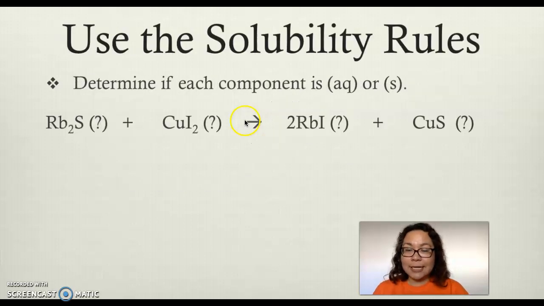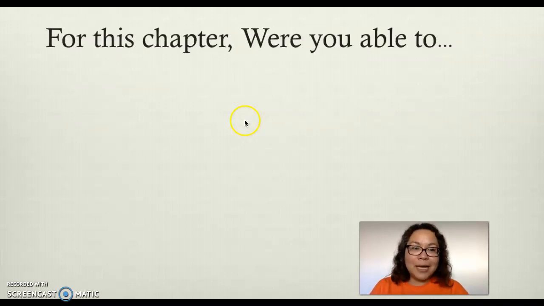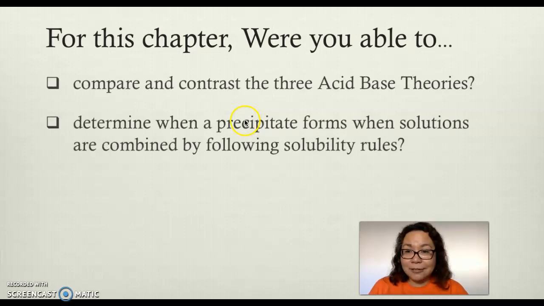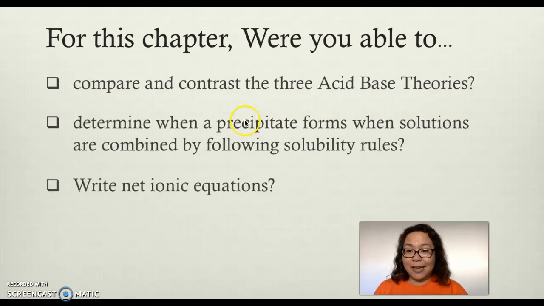Once you finish this, there is one last problem where you will determine if each component of this chemical reaction is aqueous solution or the solid precipitate. And please come to my live session so that you can check to see if you got your answers correctly. And after this chapter, were you able to compare and contrast the three acid-base theories, determine when a precipitate forms, and write net ionic equations?